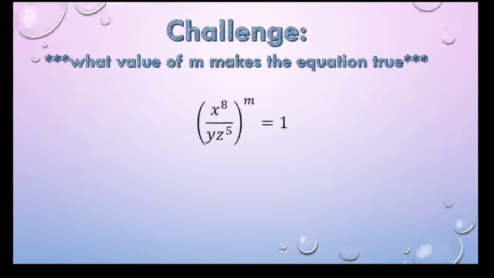So I have a challenge. Take a look at this one. What value of m would make this equation true? You have these variables with exponents inside. They're all being raised to the power of m. So what would it be so that it would equal 1? And here's what I want you to do. I'm not going to give you the answer. I want you to write it in your notes. Tell me what you think it is and why. And then we'll look at that in class.